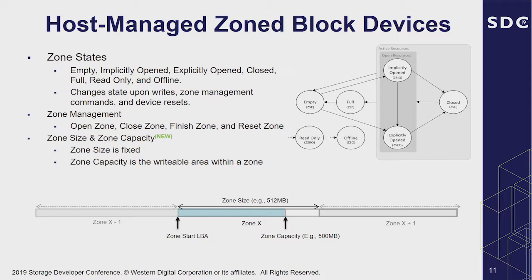But capacity can be less, because these zones align with the underlying media, and the underlying media might not have a capacity of an even number of 2. So the effective write range of a zone is the zone start address plus the zone capacity. So it's the writable area within the zone.